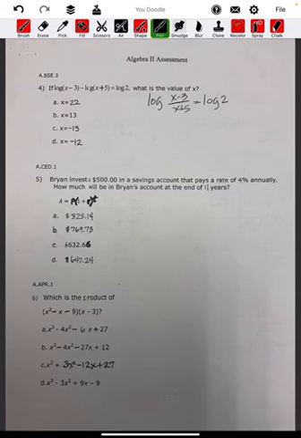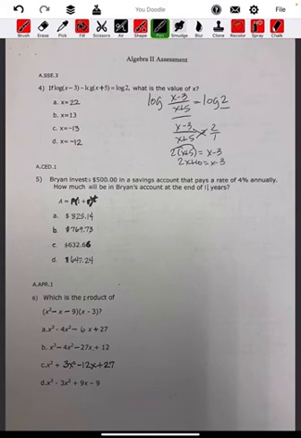So now that our logs are the same, we set it equal and say x minus 3 over x plus 5 equals 2. Then we do our cross multiplying or butterfly. So we say 1 times x minus 3 and then 2 times x plus 5. So that's going to become 2 times x plus 5 equals x minus 3. We distribute the 2 inside and get 2x plus 10 equals x minus 3.